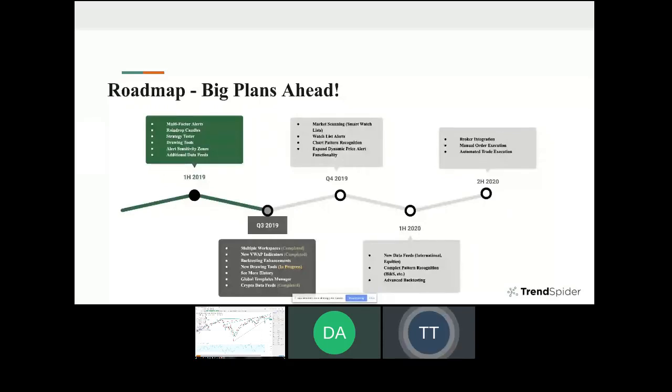That's coming. The ability to also have new data feeds. So really international, different equities. And having more advanced backtesting statistics is what we're focusing on the rest of the year. And then into 2020, we really want to get brokerage integration in so you can make these alerts and then actually act on them where you're buying and selling. So that's the roadmap for the next 6 to 8 months.